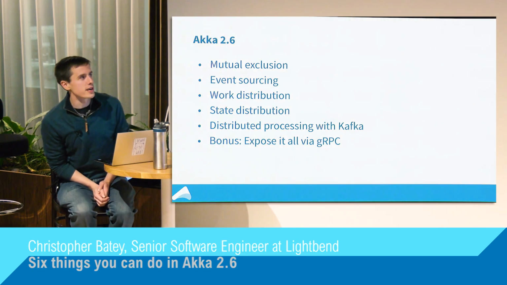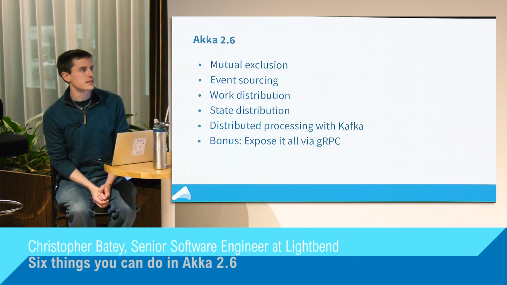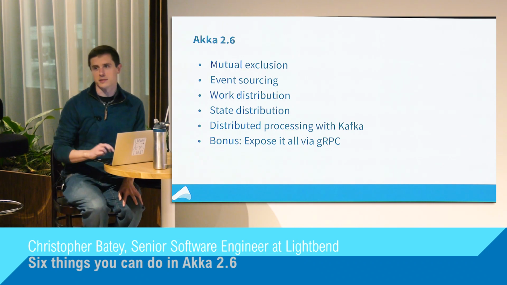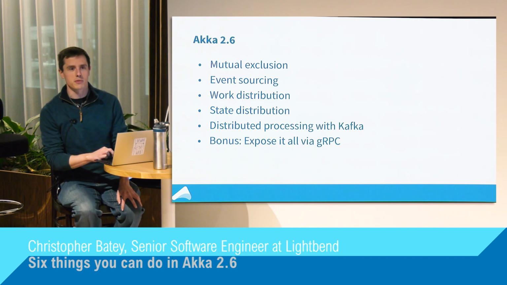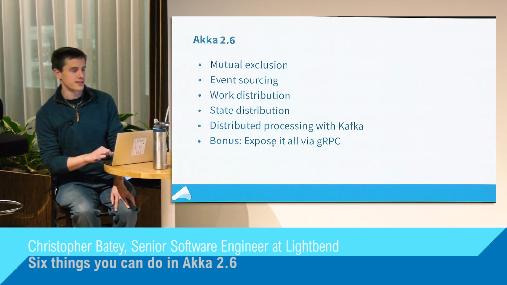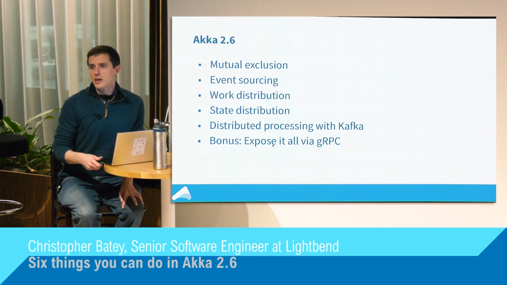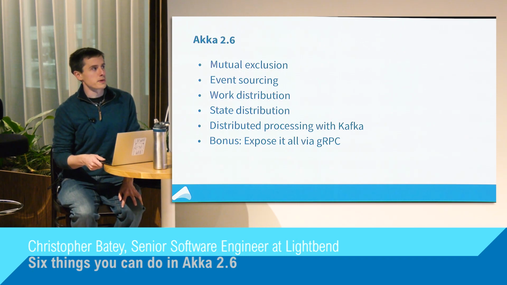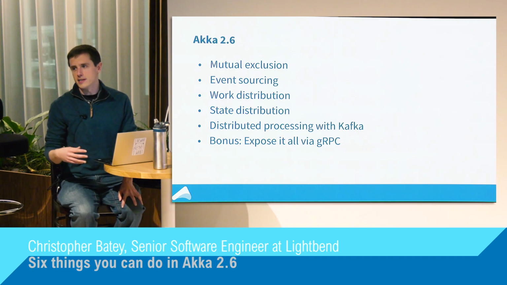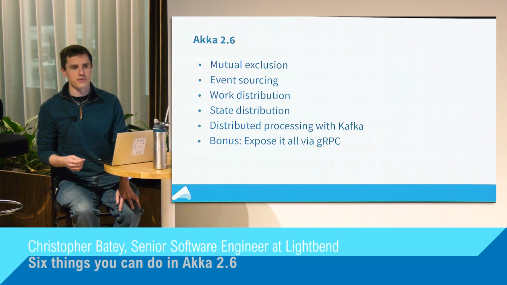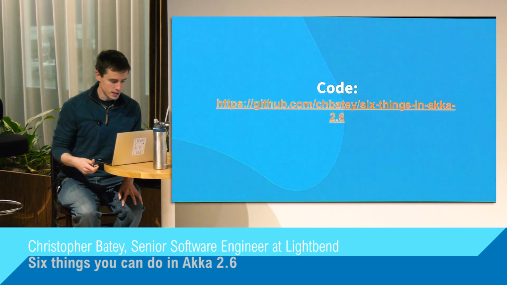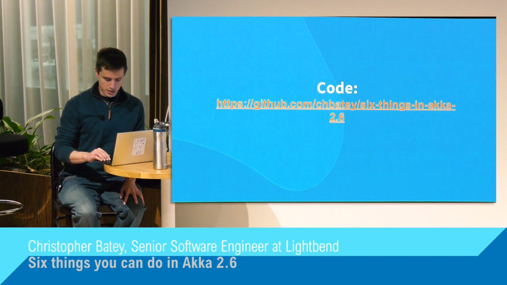Right. So I'm going to try and cover in 30 minutes, maybe 5 minutes each, mutual exclusion, event sourcing, work distribution, state distribution, co-locating Kafka partitions with Akka cluster shards, and then exposing it all via gRPC. I'm not expecting everyone to understand everything because I'm going to go through them quite quickly. It's mainly to inspire you to have a look at the feature if you think it might be useful for your future applications.